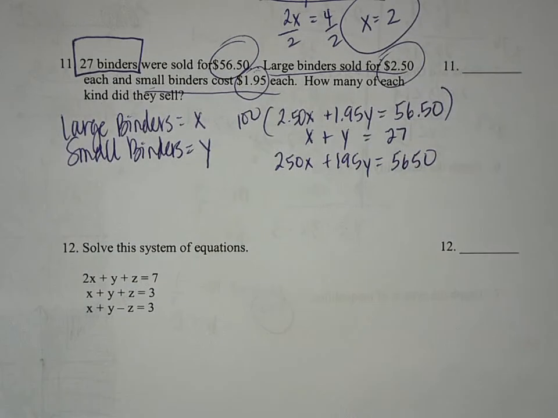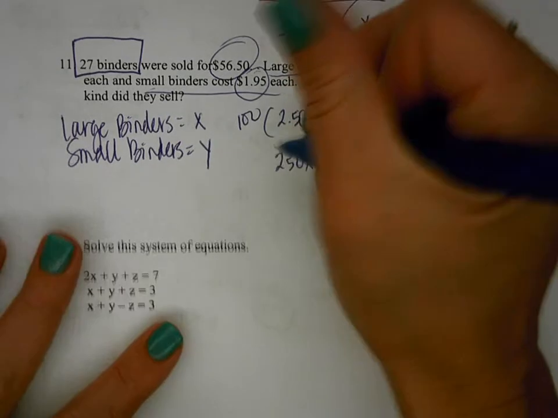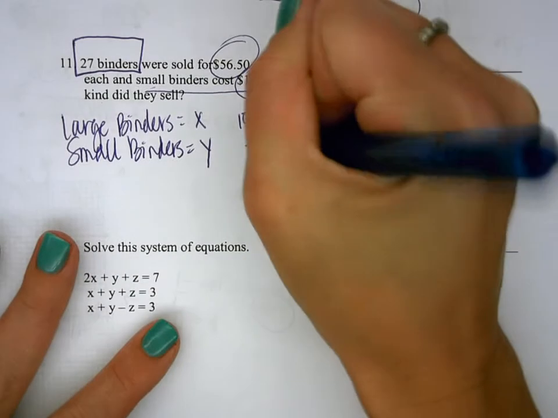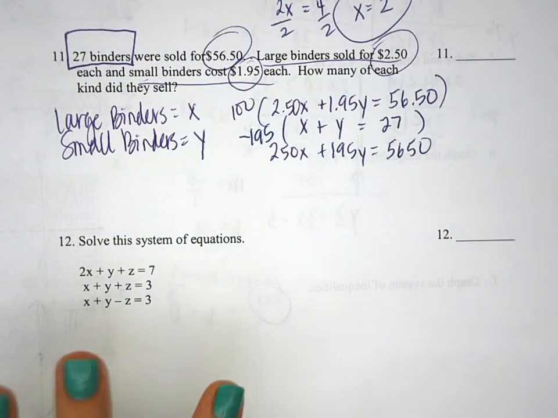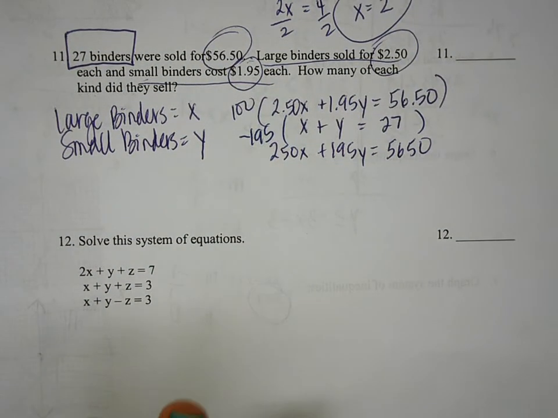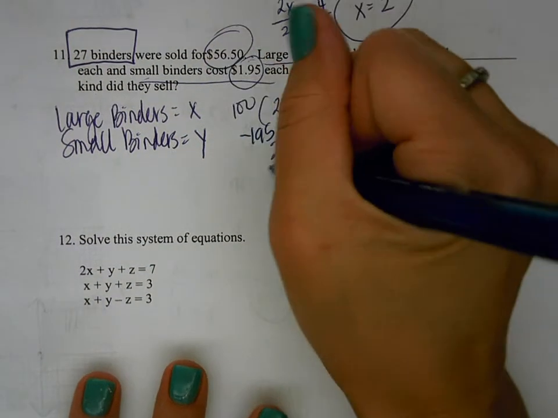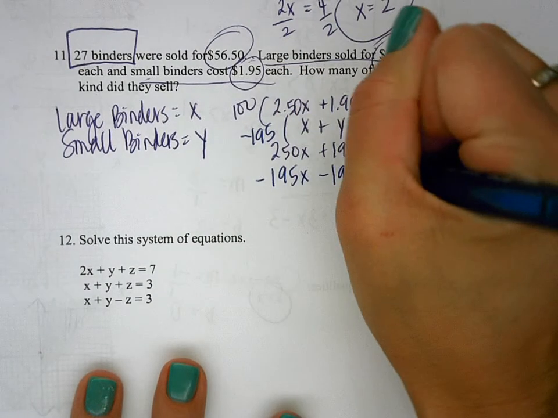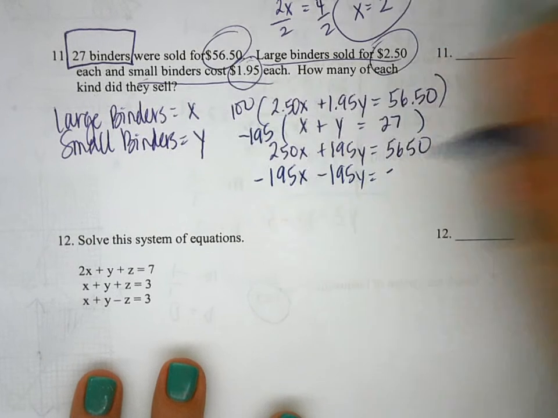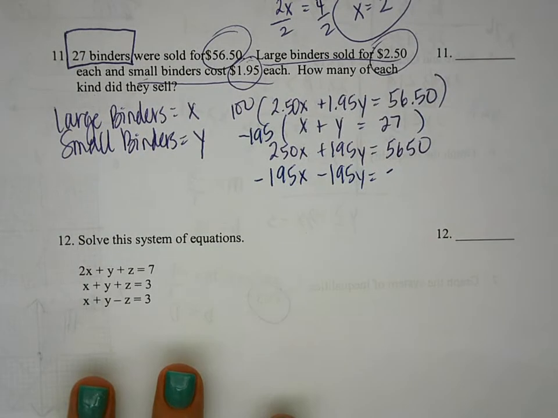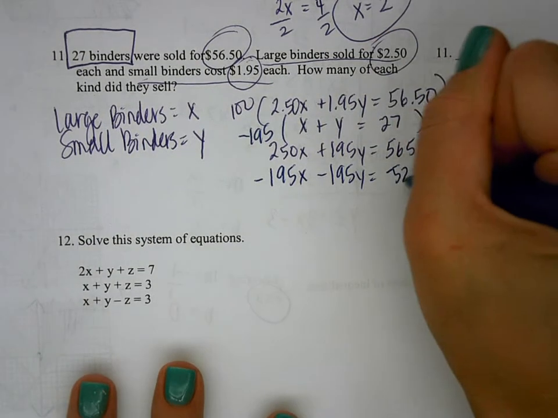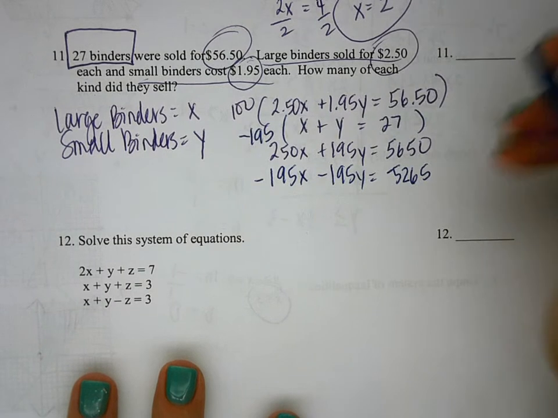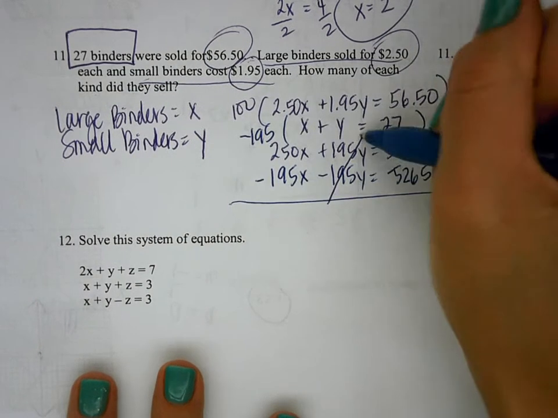Okay, so next, we need to get rid of our x's or y's. Let's go ahead and multiply by negative 195, and I will get rid of my y's. If you want to get rid of your x's, that will also work. Okay, so when I multiply through here, I get negative 195x minus 195y equals negative, and 195 times 27 is 5,265. 5,265 is correct. Those cancel.